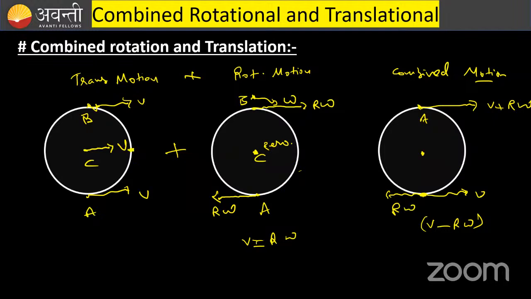Suppose this is point B. When the body is moving in the horizontal direction, or in the x direction linearly, then this point will have a velocity. This is a rigid body, so all the points will have the same velocity v. But at this point, due to the rotation, the velocity will be tangential, r omega.